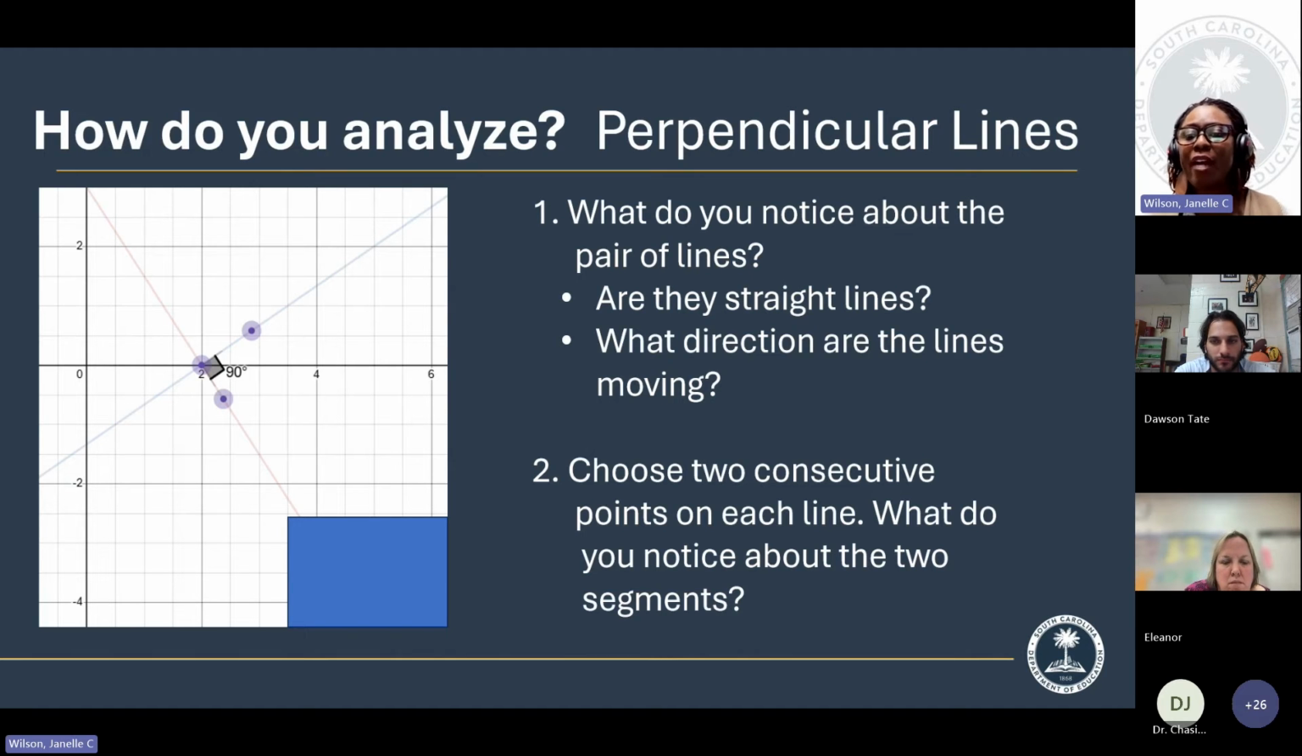Okay, good. All right, we have one in the chat: one is increasing, one is decreasing left to right. Very good. They're going in opposite directions. Good. Lines intersect and it shows 90-degree angles are made. Great.